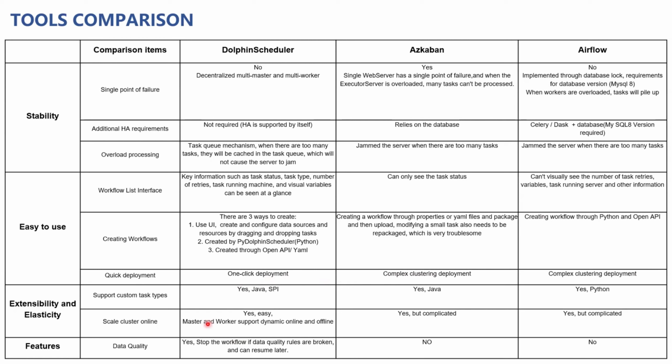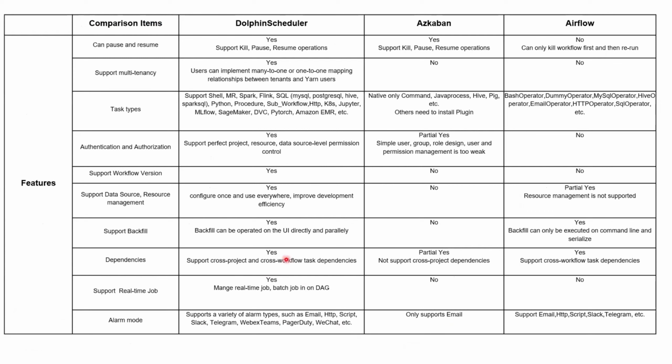And also about data quality. Yes, we can stop the workflow if the quality rules are broken, and we can resume later. Azkaban and Airflow don't have this kind of convenient tool. About pausing, as I talked about earlier, we can stop even the subflow, but Airflow cannot. You can only kill the workflow first and then rerun.